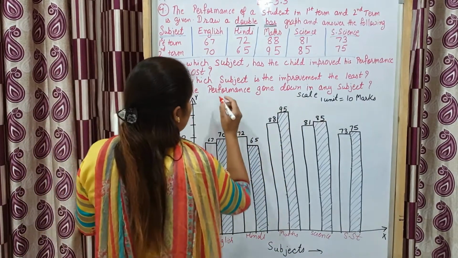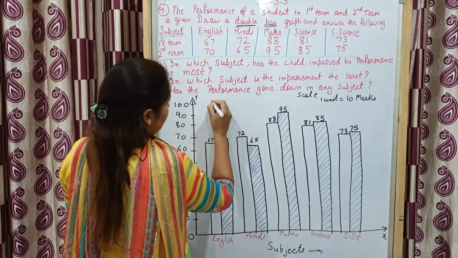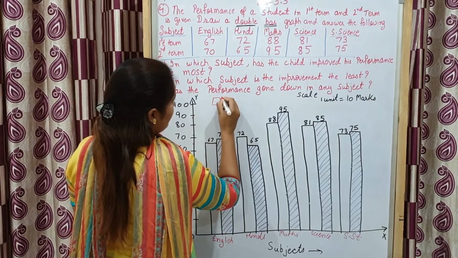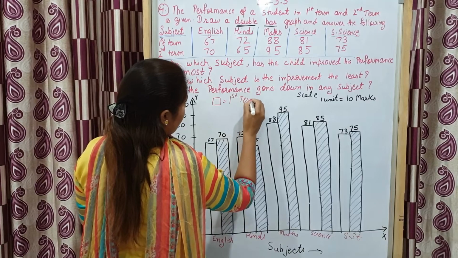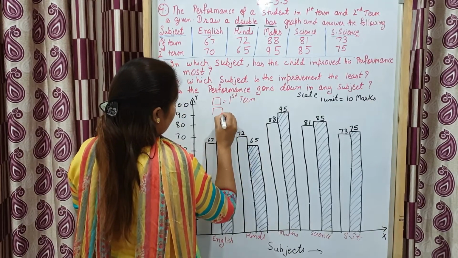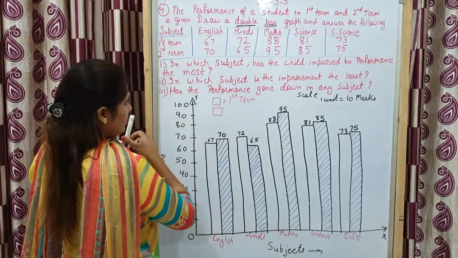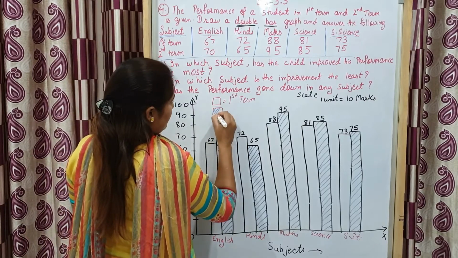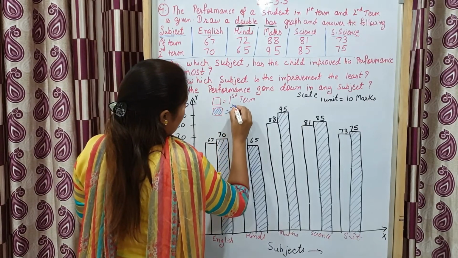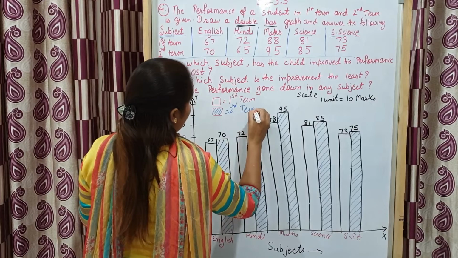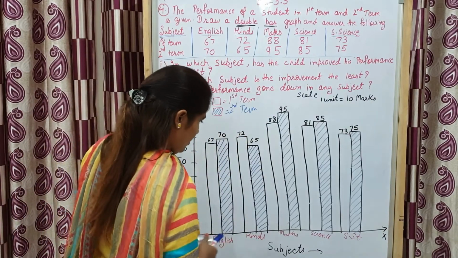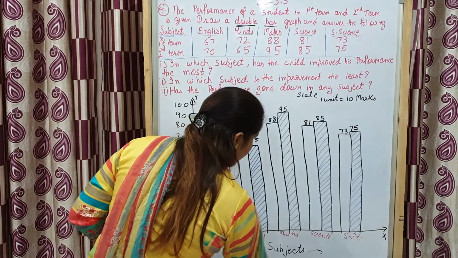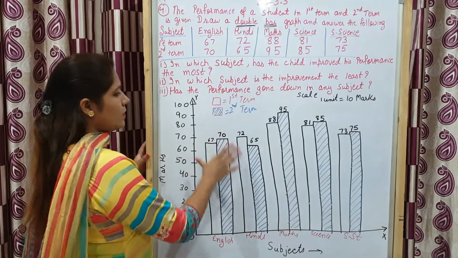I erased the distinguished, so I am going to write here first term. Blue line was here. Second term, you have to mention it. I change the color, you will take the same color. Now see students, this one is your double bar graph.